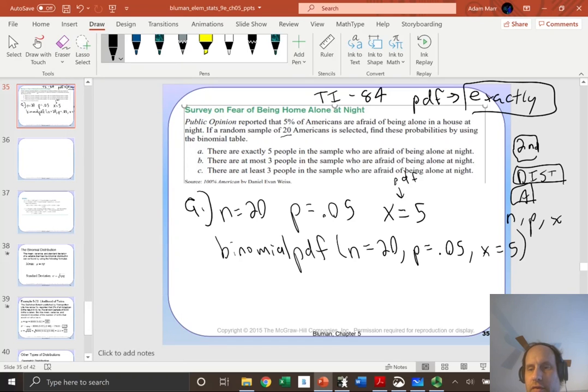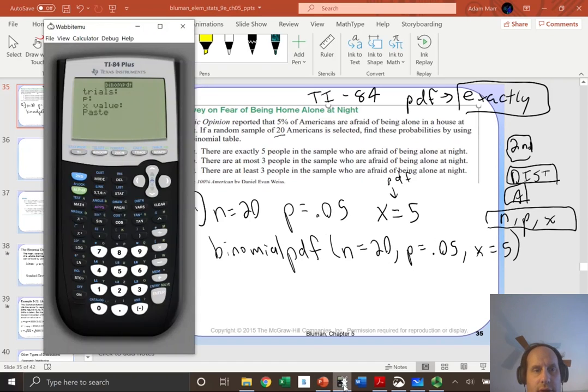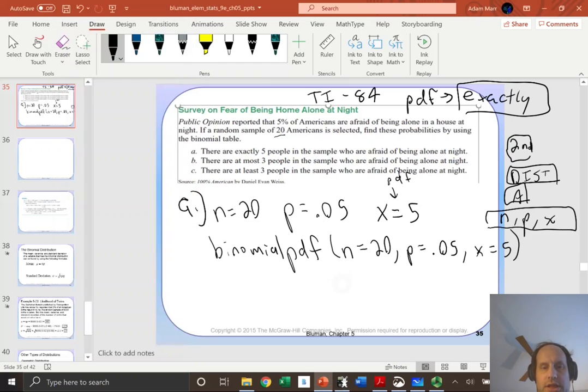Okay, that is how it's going to go from there. All right, so let's go ahead and do it. So N right here is 20 trials. The probability of success is 0.05. And X, the number of successes that I want, is 5. I press paste, and I get my answer, 0.002. Very small probability that there's exactly 5. But that is my answer.